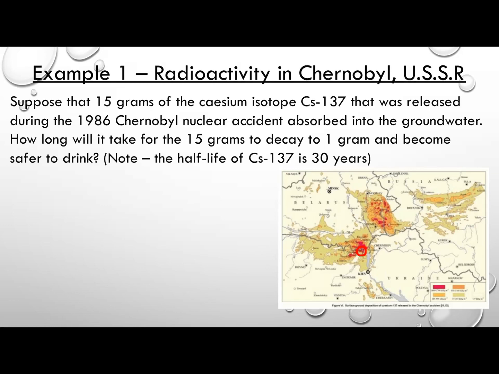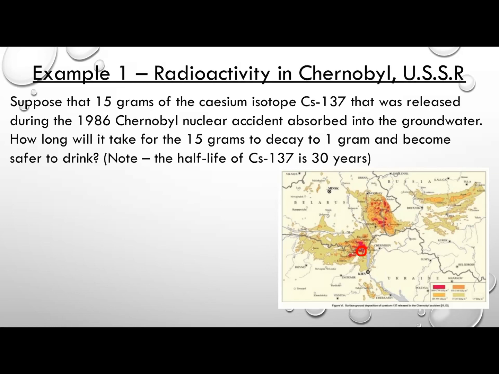Suppose that 15 grams of the cesium isotope Cs-137 that was released during the 1986 Chernobyl nuclear accident absorbed into the groundwater. That would be really bad, because the groundwater is the water that you and I drink, and if that becomes contaminated, no amount of filtering is going to stop that from getting to us. How long will it take for the 15 grams to decay to 1 gram and become safer to drink? Note the half-life of cesium-137 is 30 years.